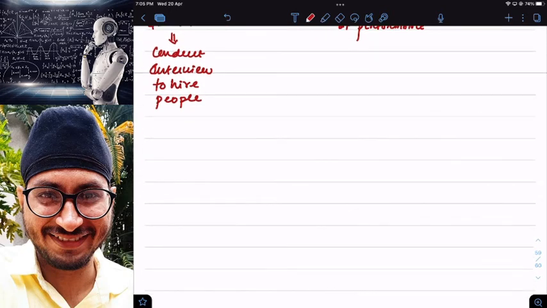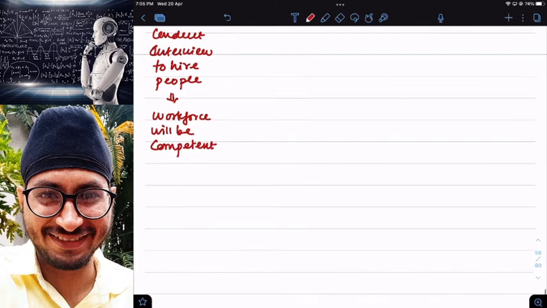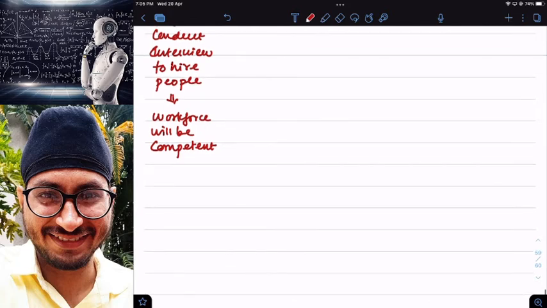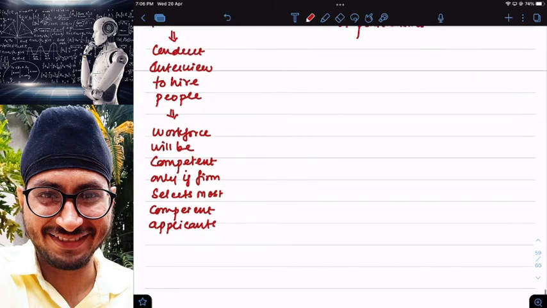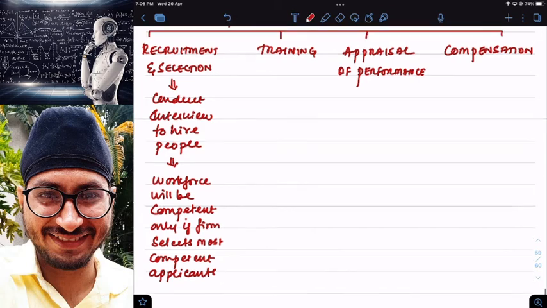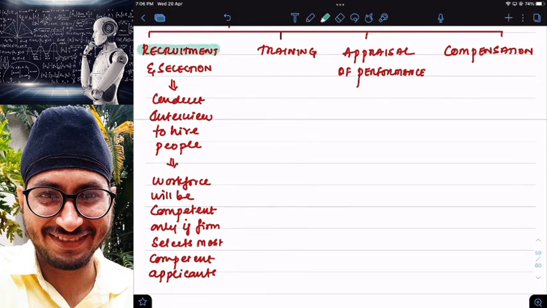But one more thing, remember, sir, my workforce, my employees, will be competent only if the firm selects the most competent applicants. If I don't select the competent applicants, what is going to happen? Obviously, my company will not be successful. That is why I told you employees are the most important part of any organization.